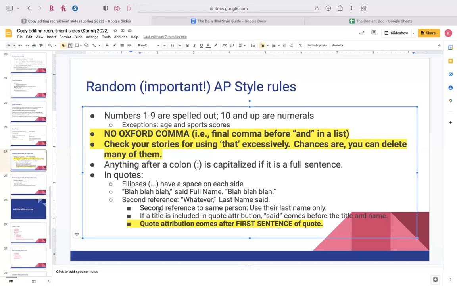If somebody's title is in the attribution after the first sentence of the quote, said would be first. Otherwise, we'd have it be full name said, unless you can make it sound good with said after. For example, if it was head coach Brett Bielema said, that would be fine. You wouldn't have to do said head coach Brett Bielema.